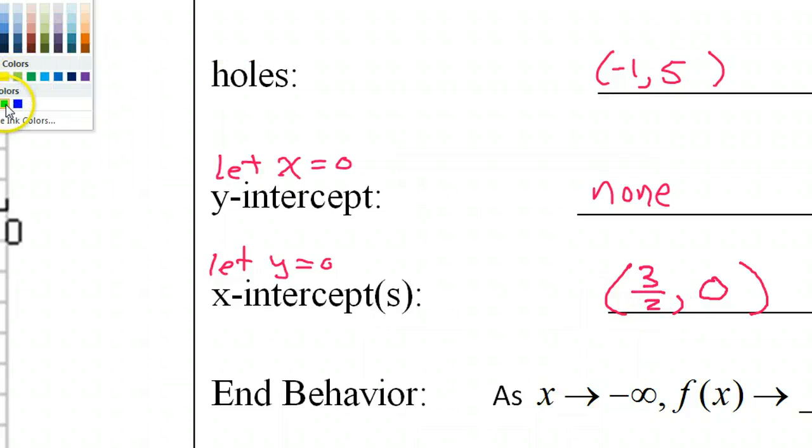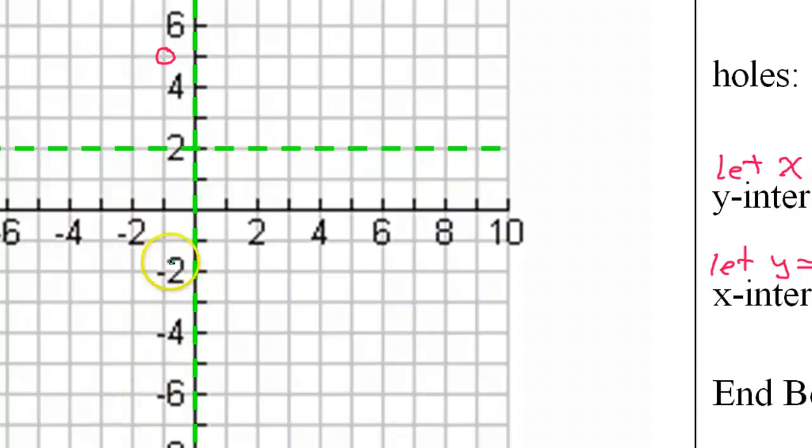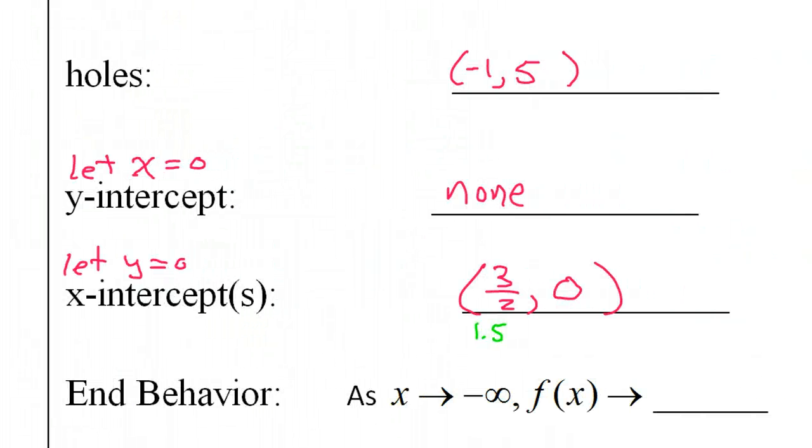3 over 2 as a decimal is 1.5. If you didn't know that, just put it in your calculator. So we're graphing 1.5 comma 0. Here's 1, here's 1.5. So here's my x-intercept.